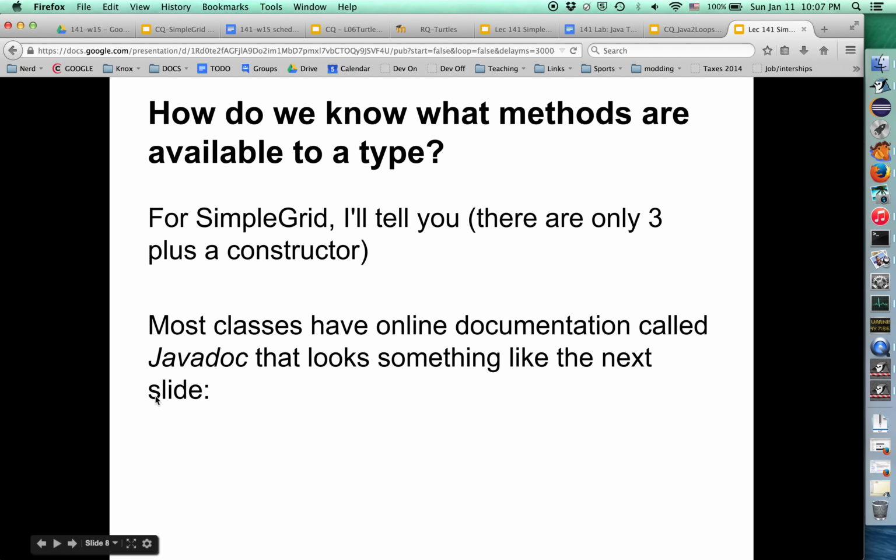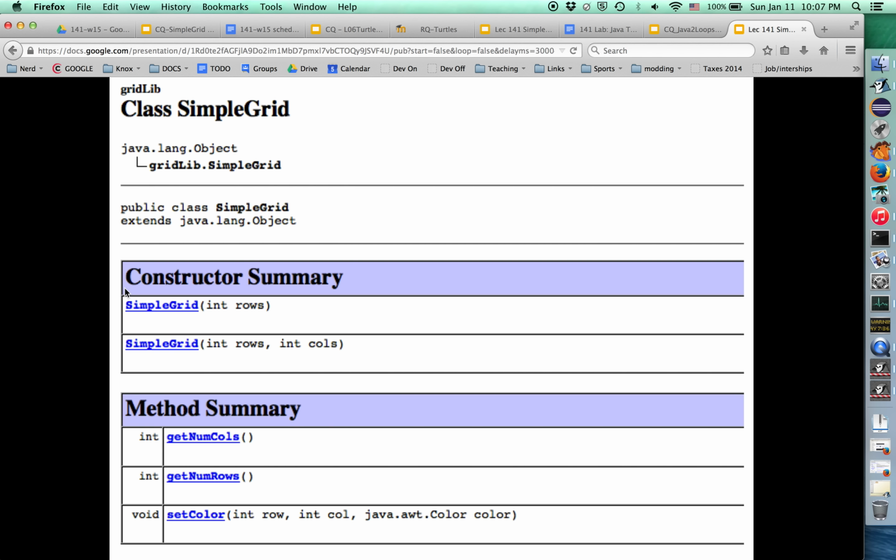So how do we know what methods are available? Well, there's a standard way of documenting methods called, conveniently, JavaDoc. There are different formats of JavaDoc, but they all share some basic attributes. It's going to look something like this. So up here it's telling us the gridlib package has in it something called SimpleGrid. This is telling us it extends from object. We'll talk more about that at the end of the term and in CS 142.